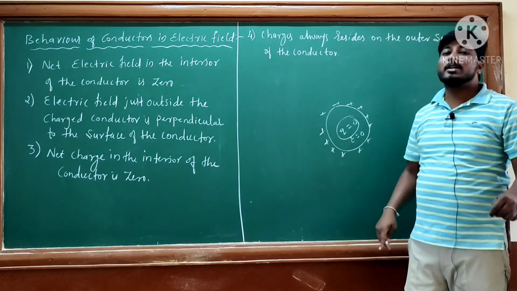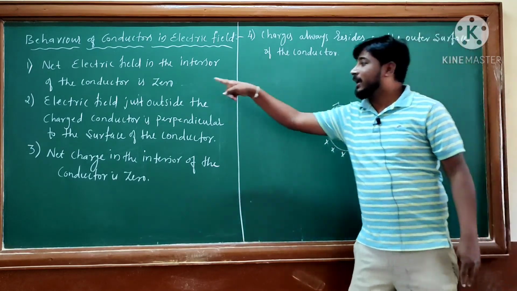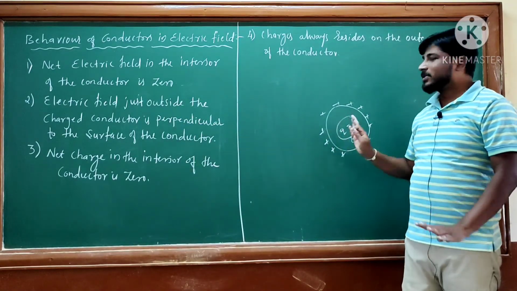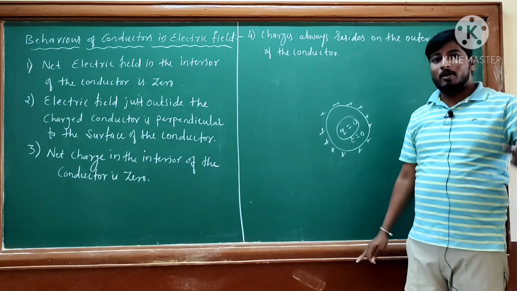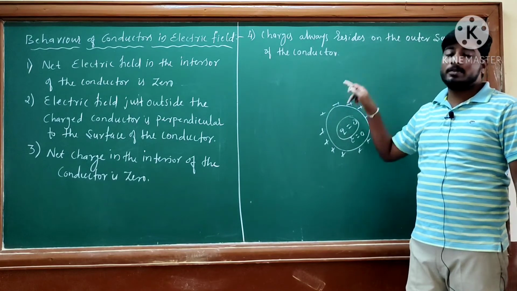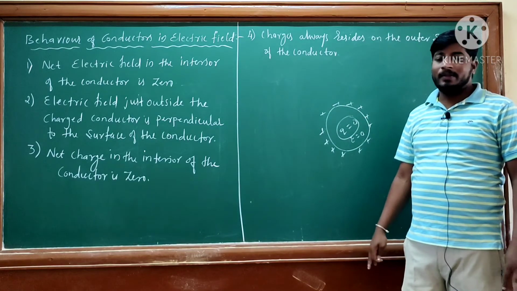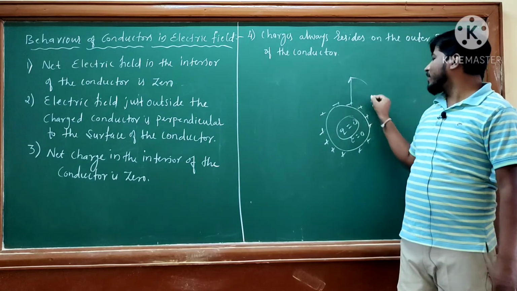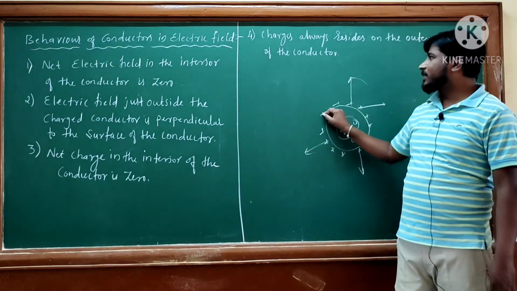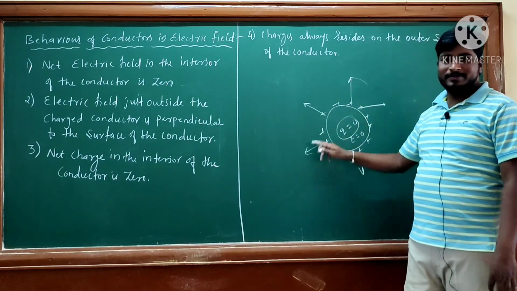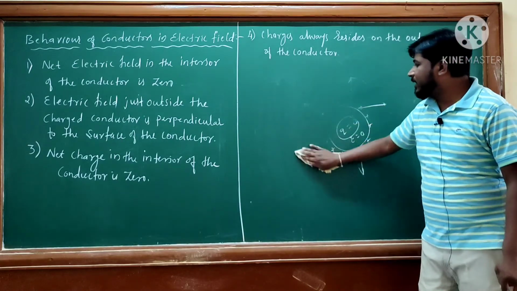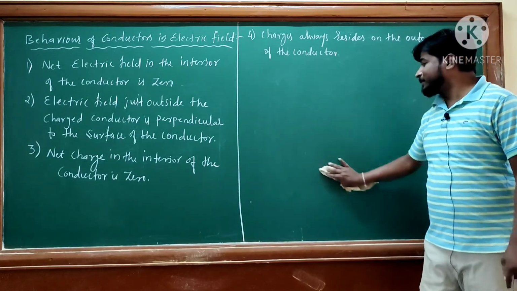Since the charges reside on the outer surface of the conductor, the electric field just outside the conductor is perpendicular to the surface of the conductor. In the properties of electric charges also we have said that charges always reside on the outer surface of the conductor. That is why the electric field is perpendicular just outside the surface of this conductor. Okay, so this is the fourth point, and the fifth point is very important here.